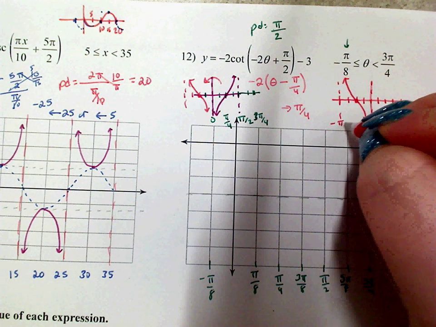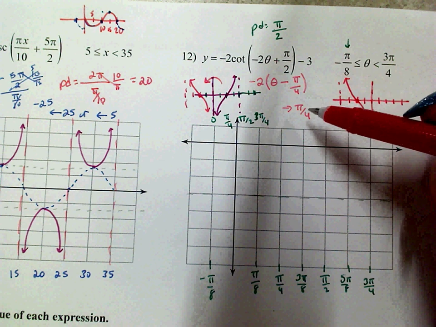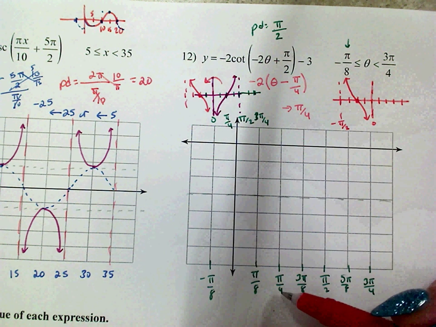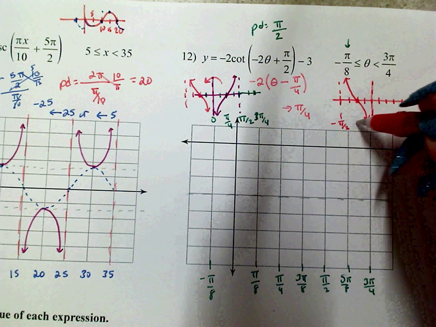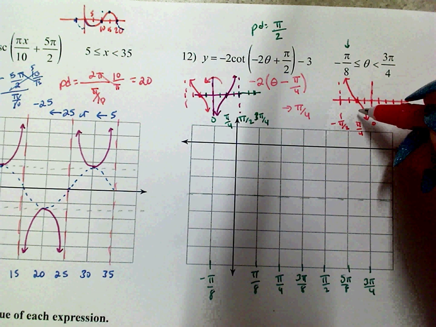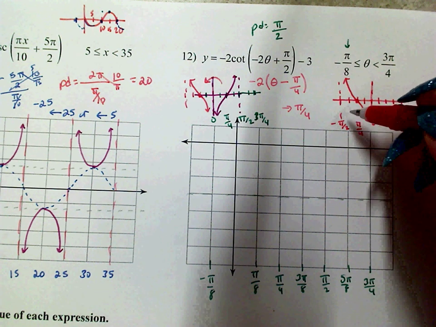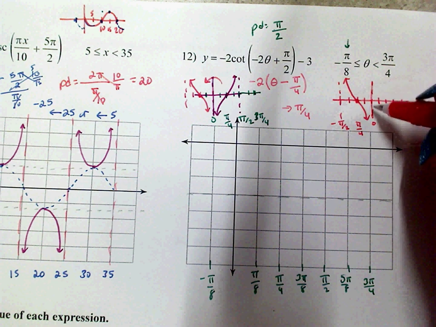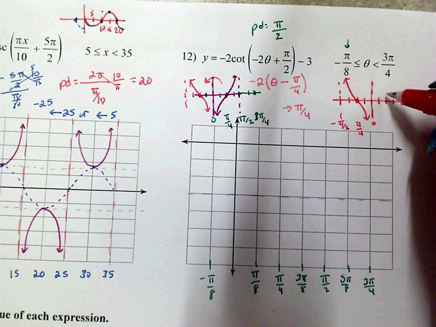Okay, so as far as my transformation, I am going to go to the right pi over 4, and I can see that pi over 4 is 2 tick marks. So this vertical asymptote that was at negative pi over 2 should be at negative pi over 4. That's a little bit hard to see considering I'm not graphing right there, so I'm going to go ahead and graph this vertical asymptote to the right pi over 4, which is 2 tick marks. So I'm going to put that right here.